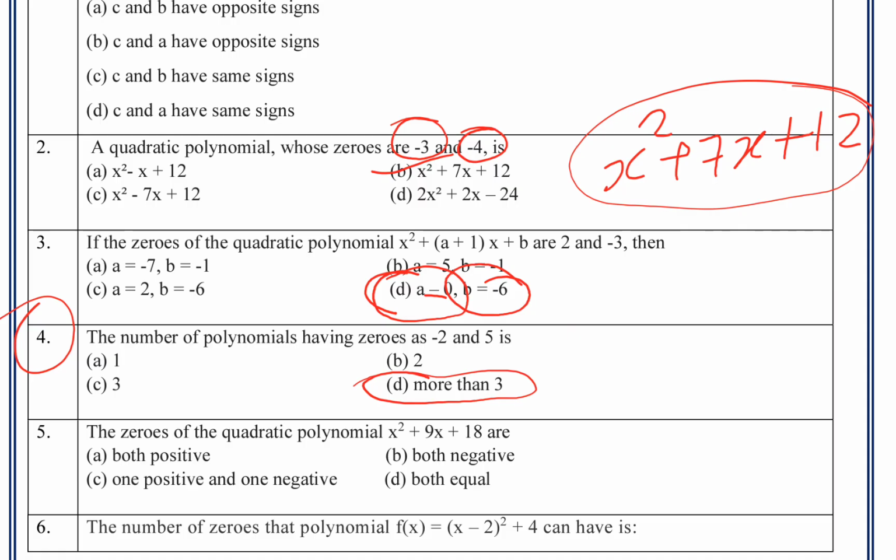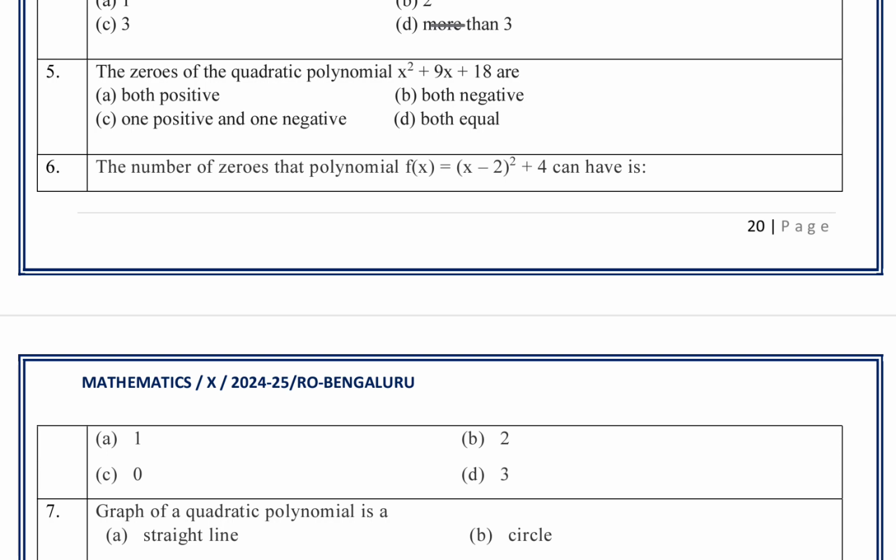And we are going for the next, the fifth. The zeros of the quadratic polynomial x square plus 9x plus 18 are what? Both are negative. This is the answer. You can check the answer once, you will get the final answer. Next we will see, the fifth is finished.